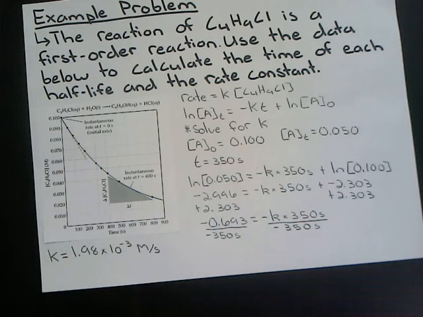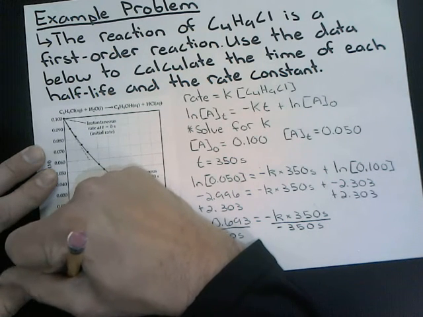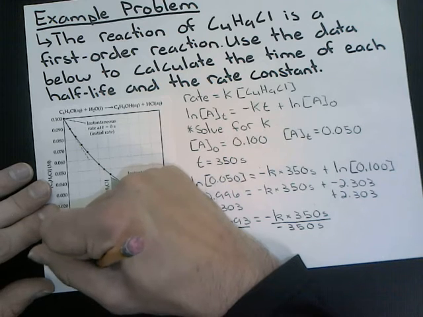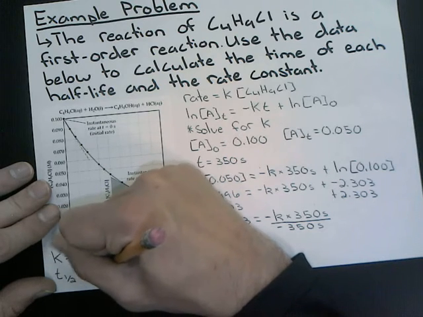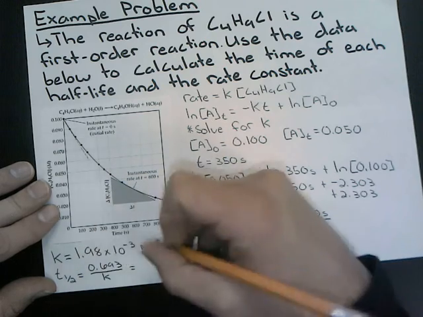Now, we haven't quite got to what our answer is. We need to figure out the half-life. So the half-life is going to be constant because it's a first order reaction. So we're going to have 0.693 divided by our K. So we're going to insert those values.